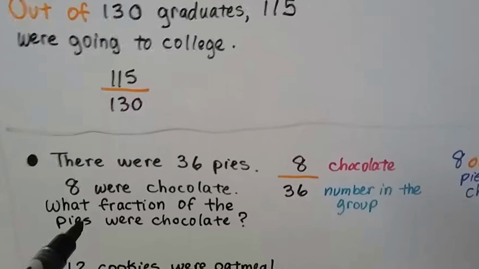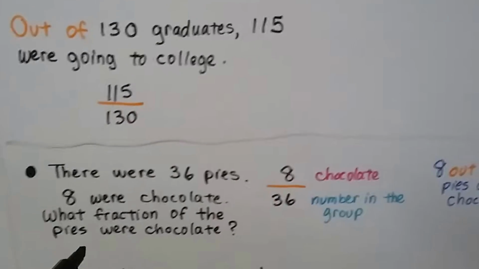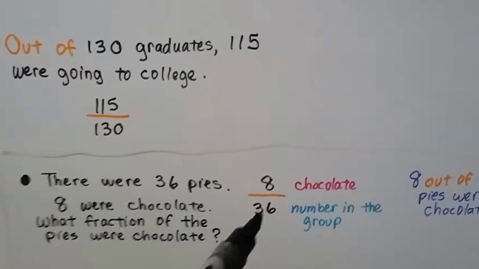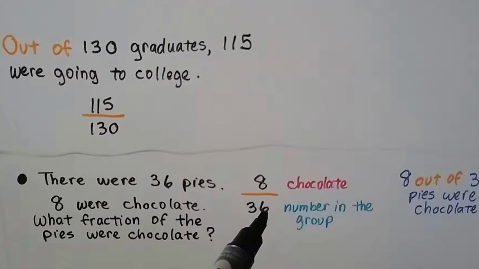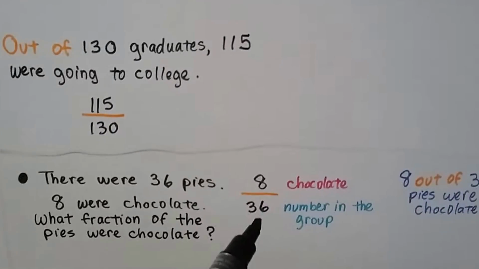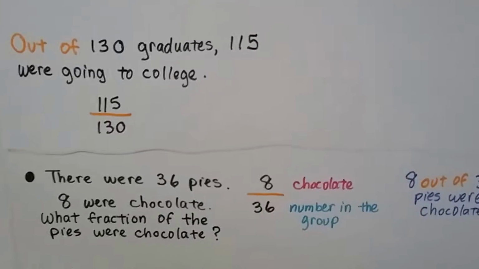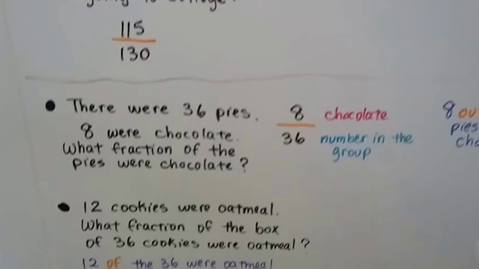There were 36 pies, 8 were chocolate. What fraction of the pies were chocolate? 8 of the 36. 8 were chocolate. There were 36 in the group. 8 36ths. 8 out of 36 pies were chocolate.